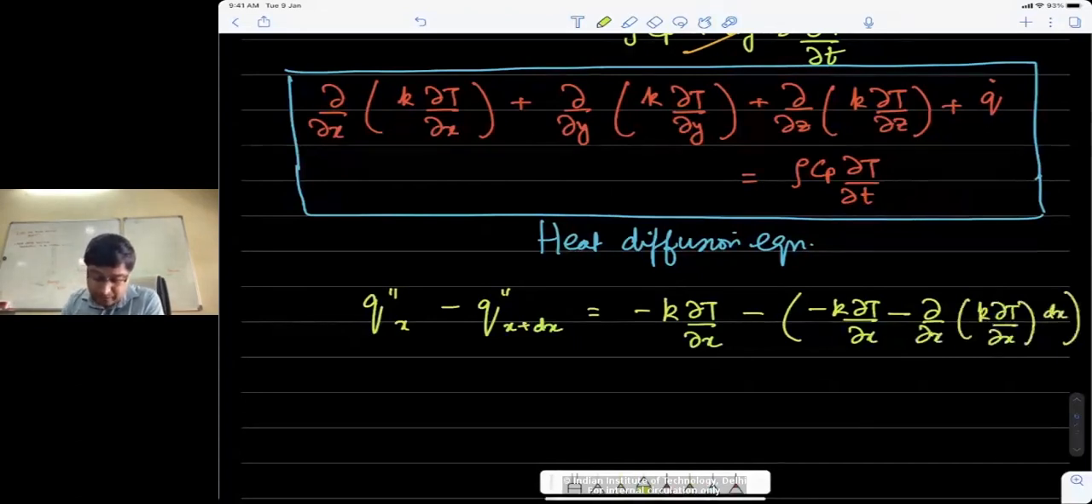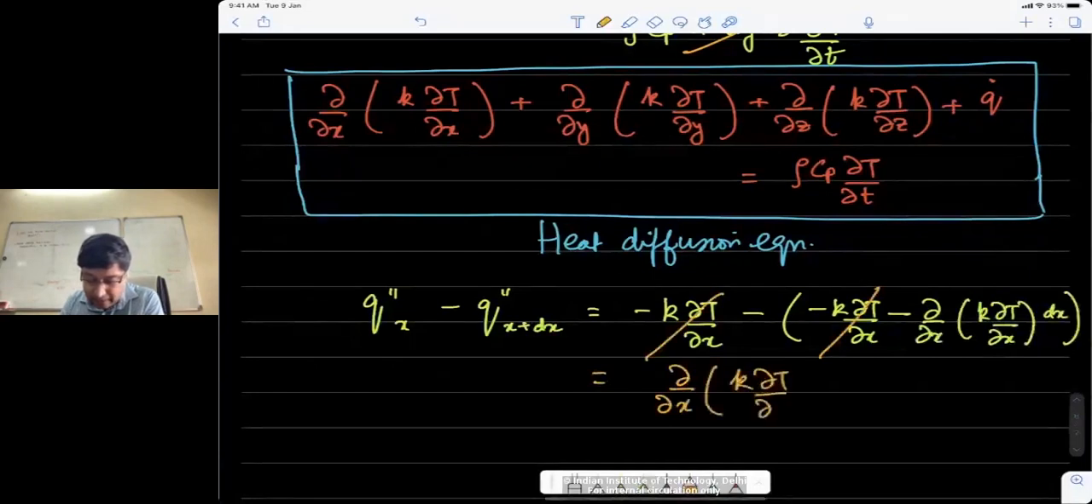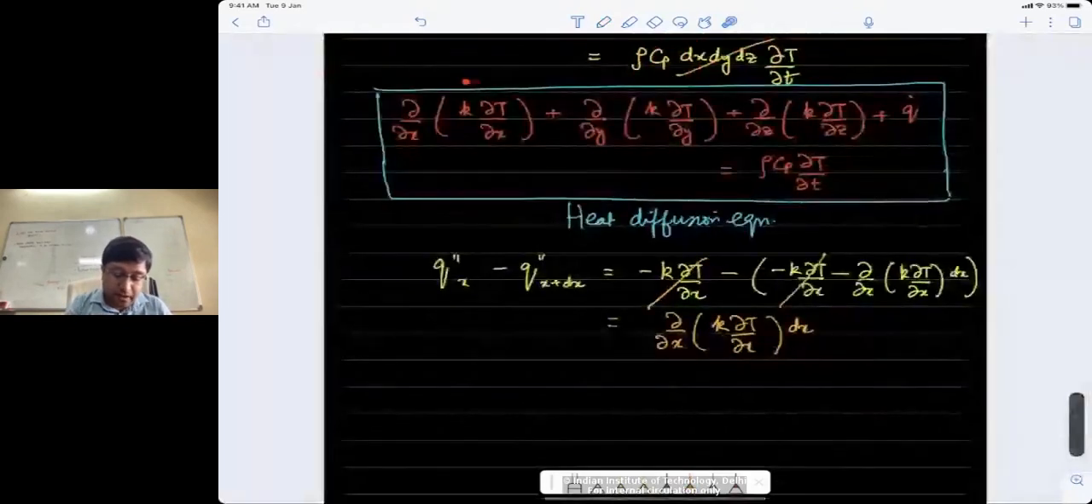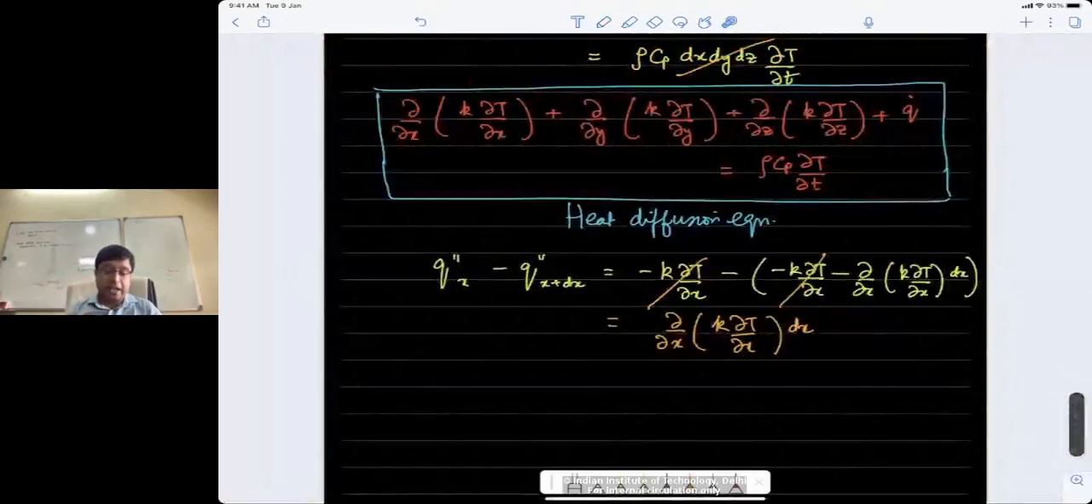So what it means is, if you see this now, these two terms cancel. So what we end up getting is d by dx of k dT dx. In a nutshell, the first term here in this equation represents a net conduction heat flux into the control volume, but in the x direction.